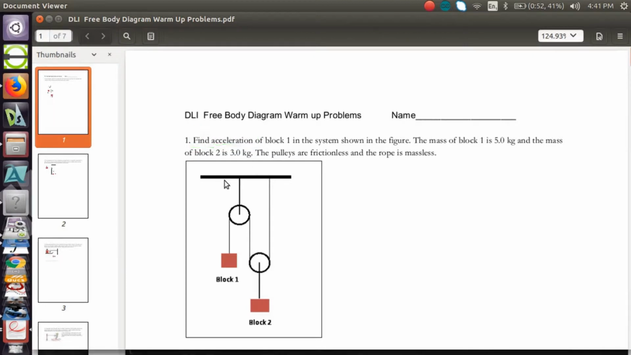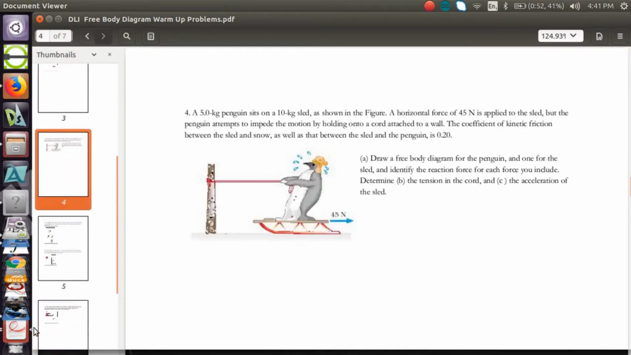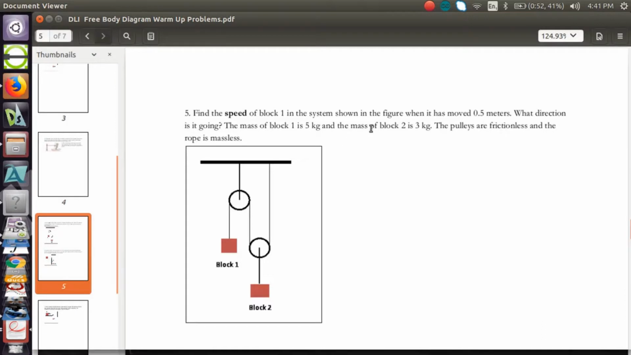If we look at another problem, let's look at problem 5. Problem 5 is even bolded. Find the speed of the block when it has moved 0.5 meters. So these are two very common ways of phrasing problems in physics.